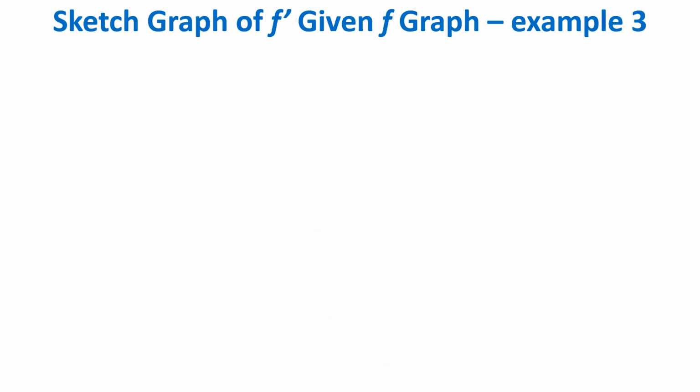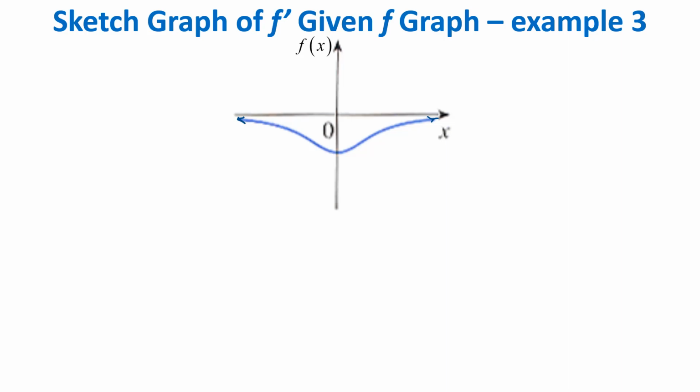I'll build on the first two examples in example 3. This is what the graph looks like. And again, I'm making a big deal over getting into the habit of checking that this is an f of x graph.